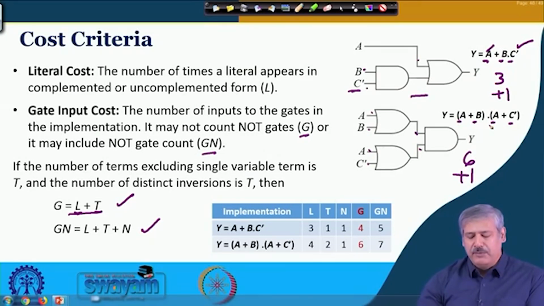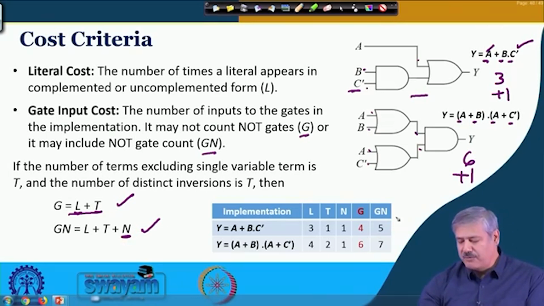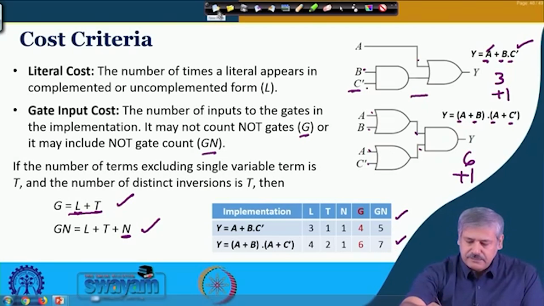And if we want the NOT gate count additionally, then we shall add the number of distinct inversions for this. So, this is put in a tabular form here. This is 4 and this is 6, right, and 5 and 7 if we include the NOT gate count. Mostly it is the gate input cost that is considered in the study.